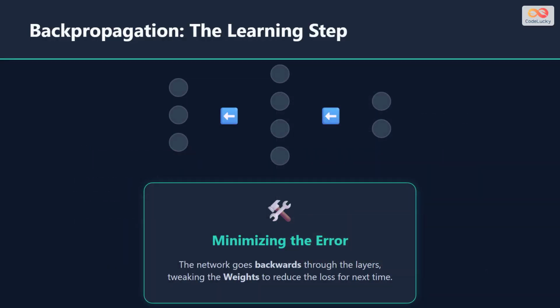This is the most important part: learning. Once we know the error, we use a process called backpropagation. We send the error signal backward through the network. This tells the network exactly how to tweak the weights and biases to reduce the error. By repeating this thousands of times, the network eventually learns to be accurate.